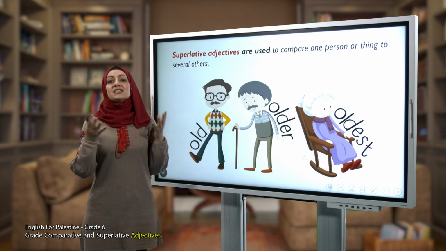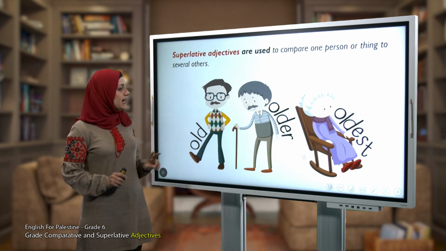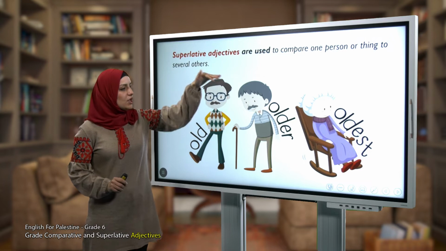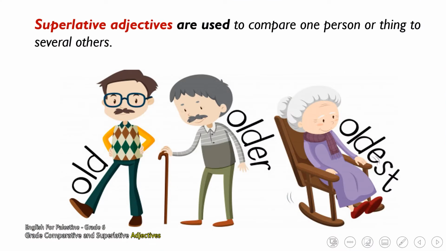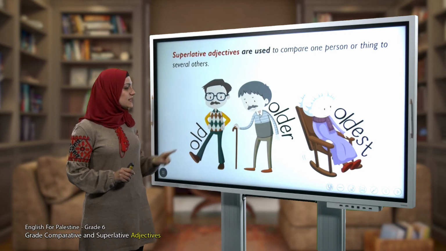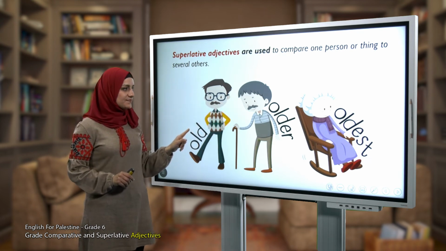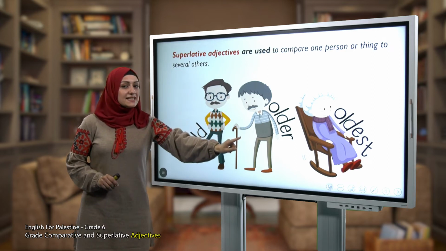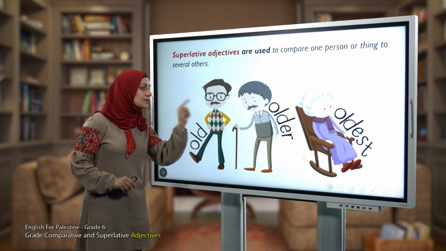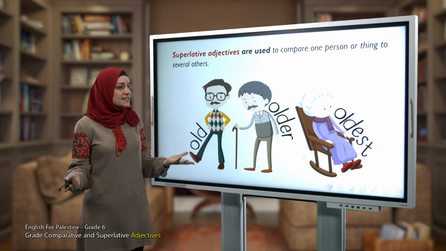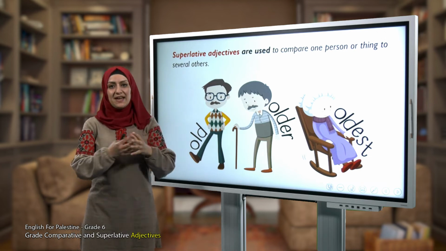What do we mean by superlative adjectives? I will tell you. Look at this picture. Here we have a young man, an old man, and a very old lady. We will compare them together. We can say that this man is old, but this is older than him. The lady is the oldest because she's older than this man and she's older than this man too. So we say the lady is the oldest.